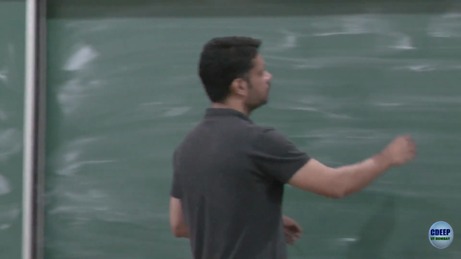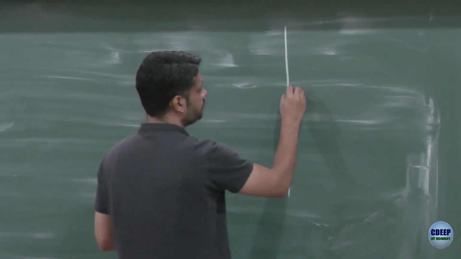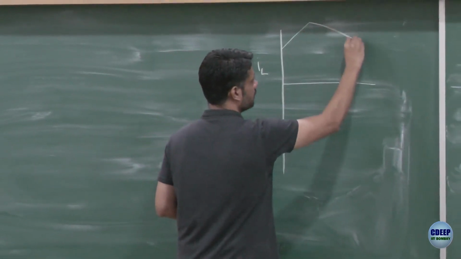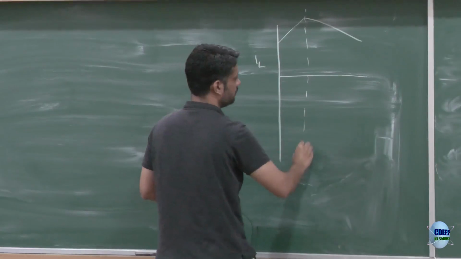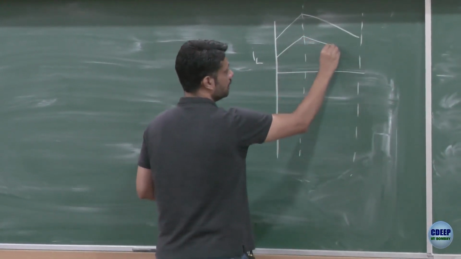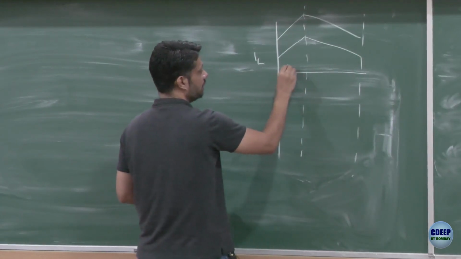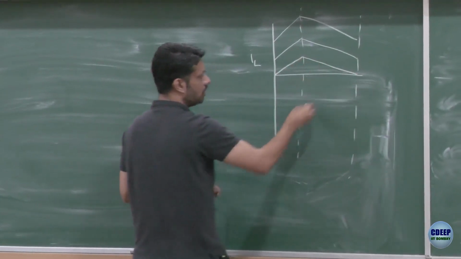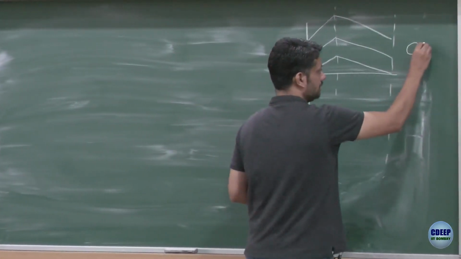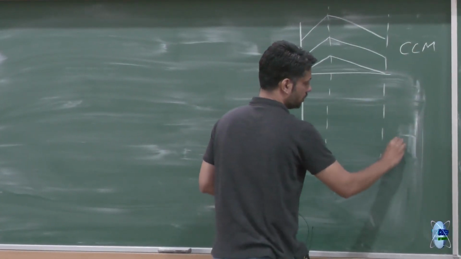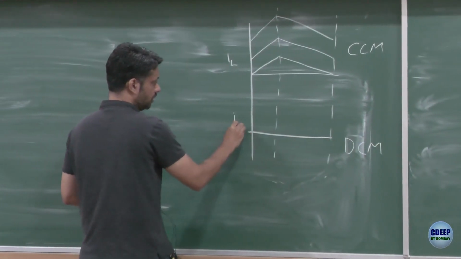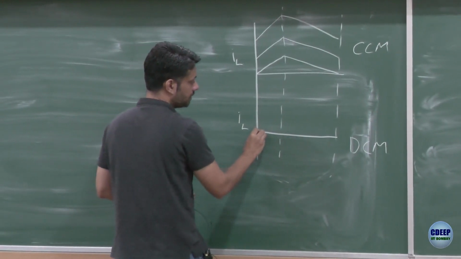And therefore we saw that if this is your inductor current, it could be like this. If the load reduces, this may reduce to this. If the load further reduces, it may reduce to this, and beyond this it goes into discontinuous conduction mode. So these are CCM, continuous conduction mode. Beyond this, it goes into discontinuous conduction mode, wherein your inductor waveform may look something like this.